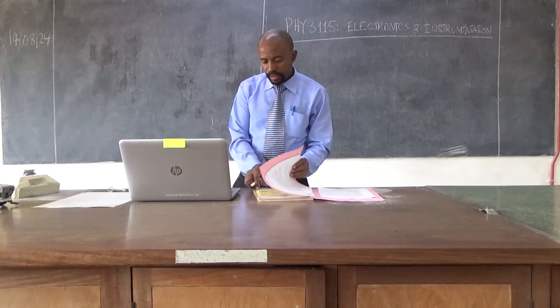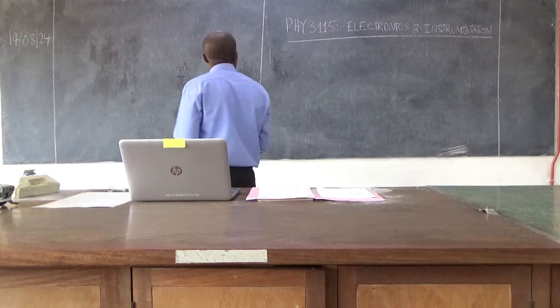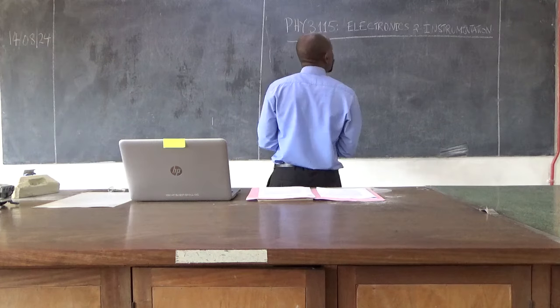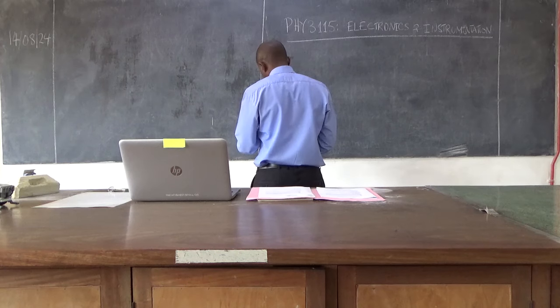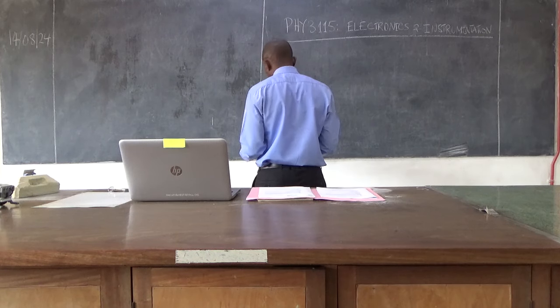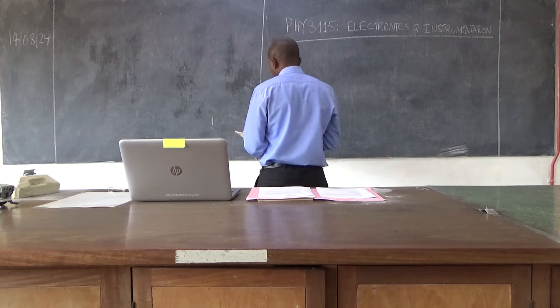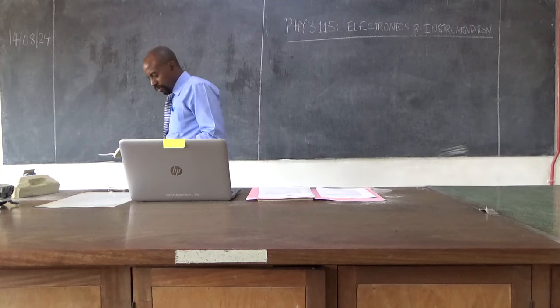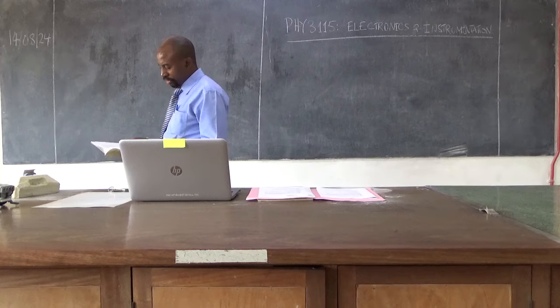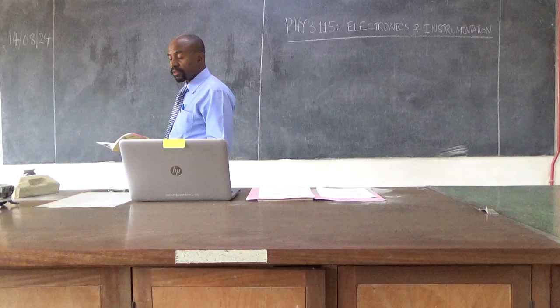So let's look at the course outline, and it is during the course outline that I'll be able to briefly explain a few things and emphasize them. So the course description is that this course introduces the student to the physics of basic transducers and the electronic circuits.